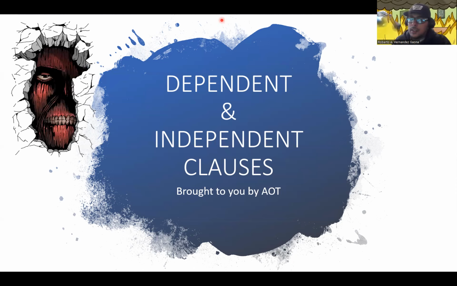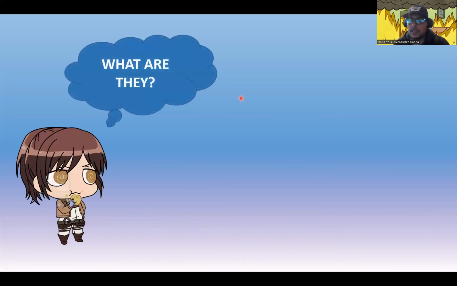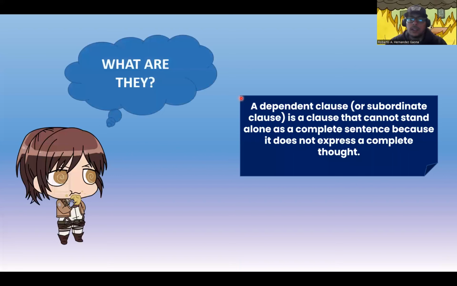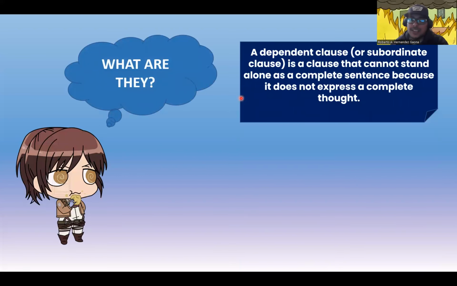All right, so let's dive right in. We're going to start with dependent clauses. So what is a dependent clause? Well, very importantly, let's see right here what we have. A dependent clause is a clause that cannot stand on its own. This is basically something that does not express a complete idea.